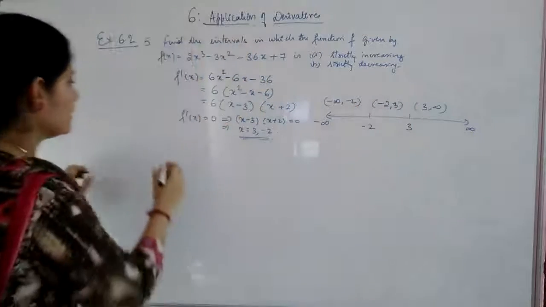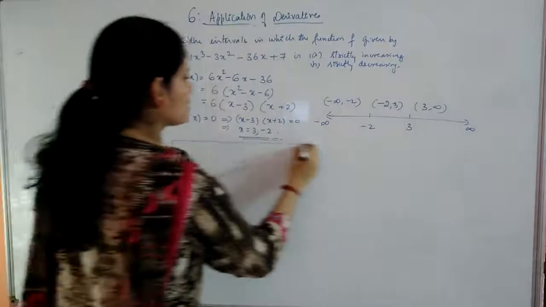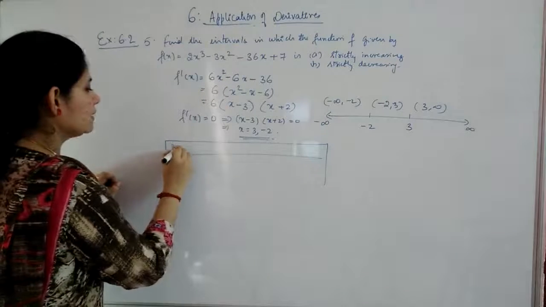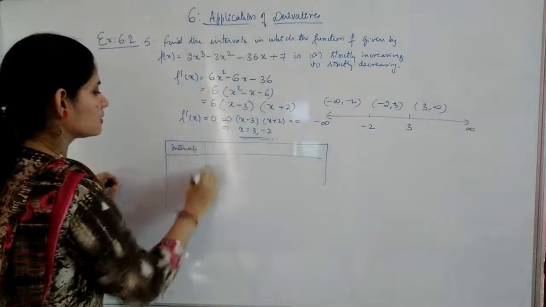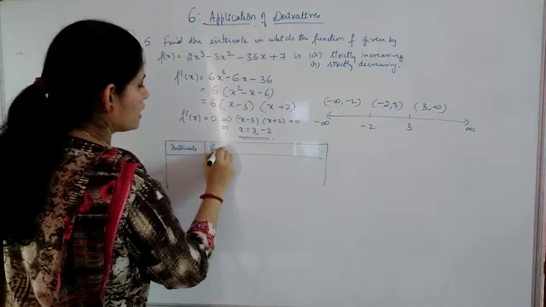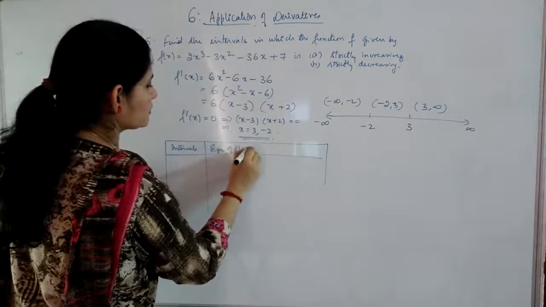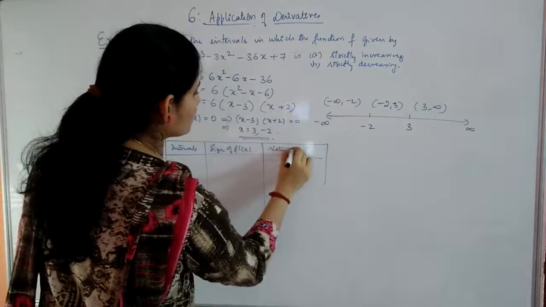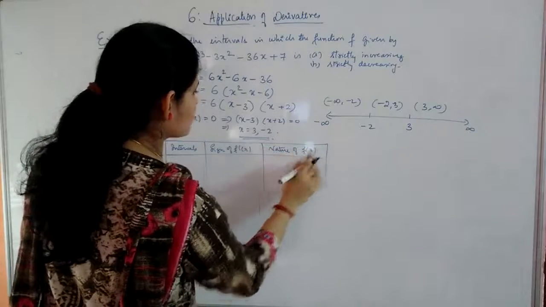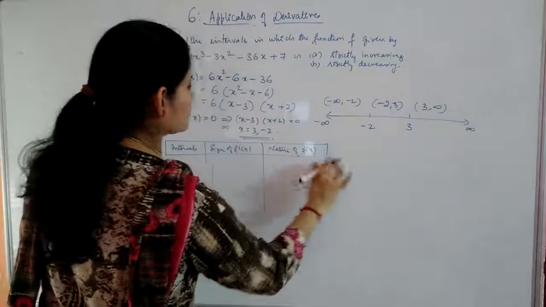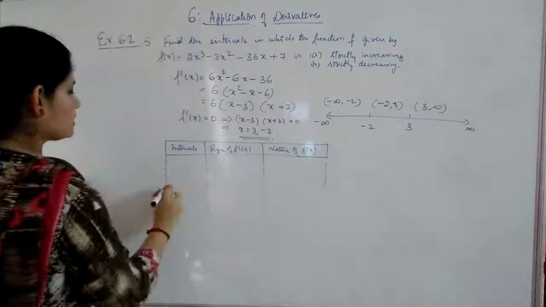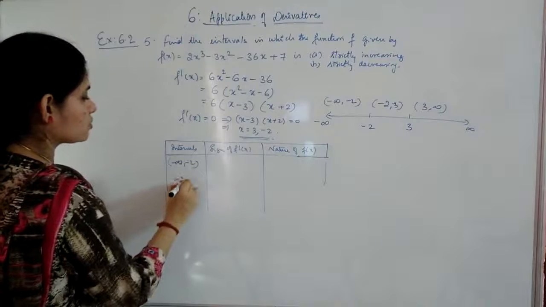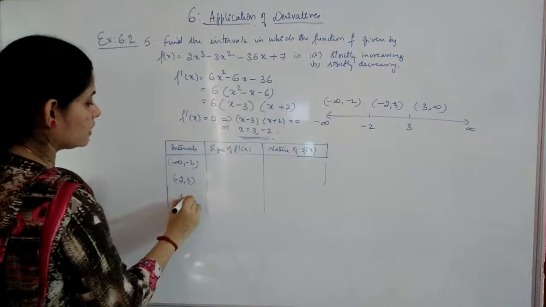Okay, so now we have to take the box which will give you the intervals, the sign of f dash of x, and the nature of f of x. The first interval is minus infinity to minus 2, then minus 2 to 3, and 3 to infinity.